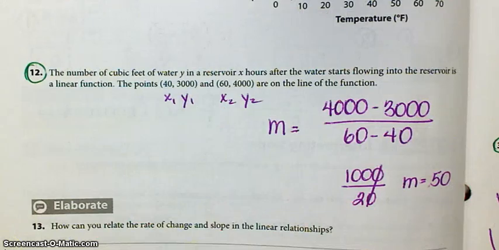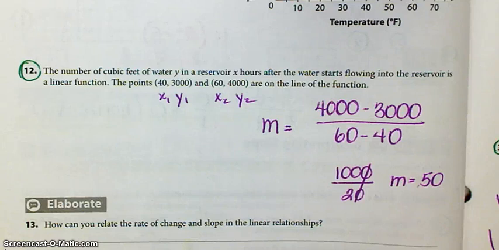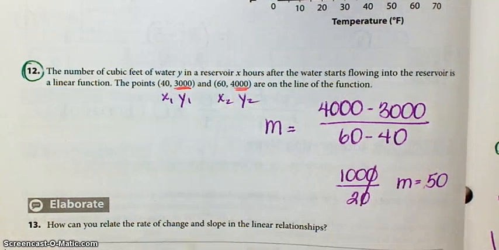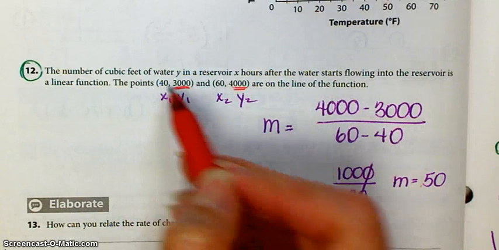Okay, looking at number 12 on page 224, it says find and interpret the slope. That's what you're doing for both 11 and 12, but we're just doing 12. The number of cubic feet of water, y, in a reservoir, x hours after the water starts flowing into the reservoir, is a linear function. The points (40, 3000) and (60, 4000) are on the line of the function. The number of cubic feet of water, that's your y values. The number of hours after the water starts flowing, those are your x values.